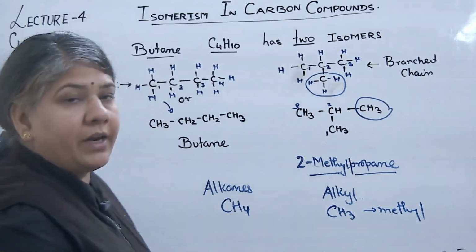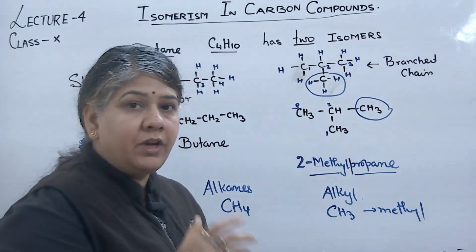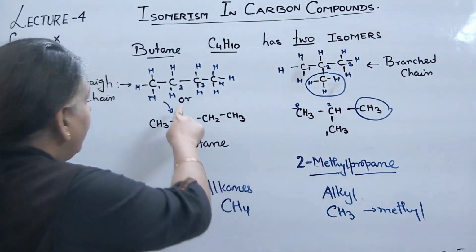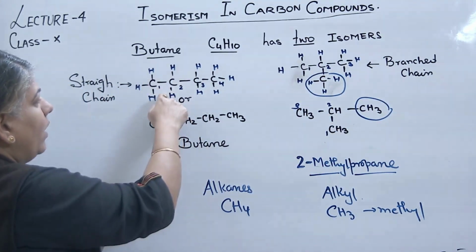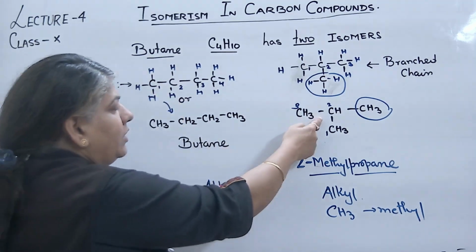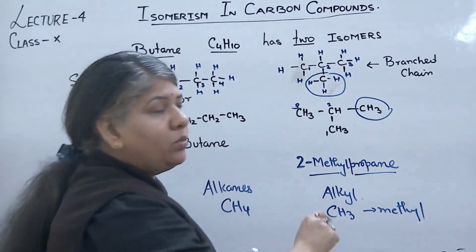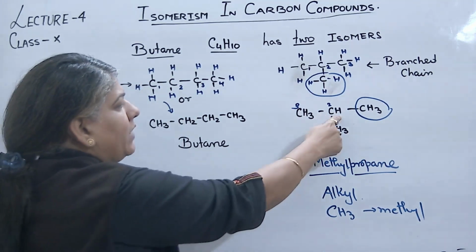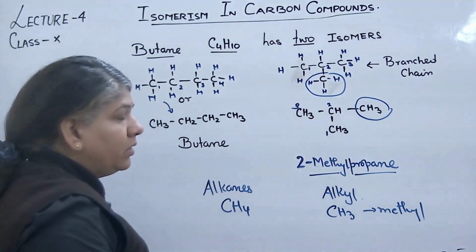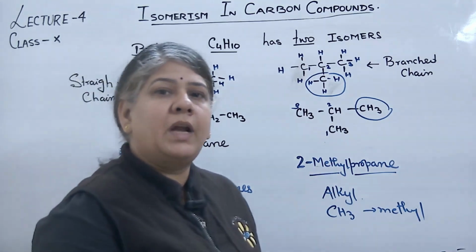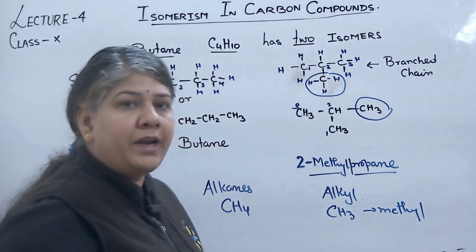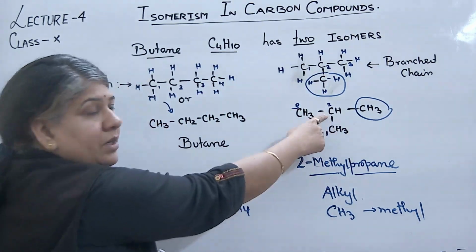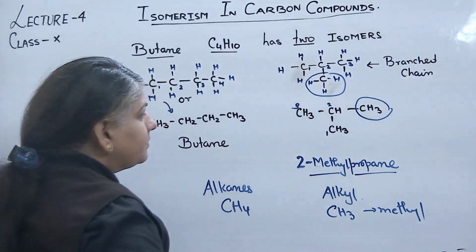And one more thing: wherever branching takes place, the number of hydrogen will be reduced. See, here in carbon number 2 there are 2 hydrogen, while if branching occurs at carbon number 2, the number of hydrogen will be reduced. So here carbon number 2 is having just one hydrogen. So this is also one clue how to look for branching. Wherever you find the number of hydrogens reduced, you can identify that point as a branching point.